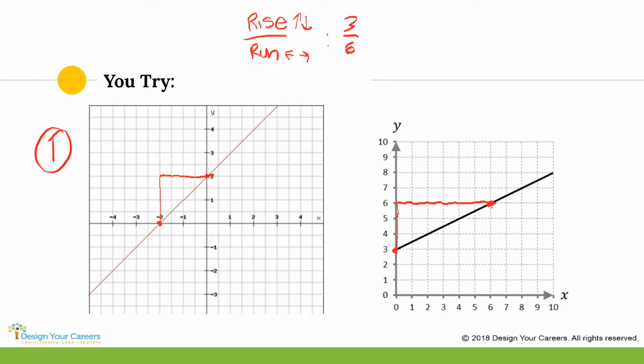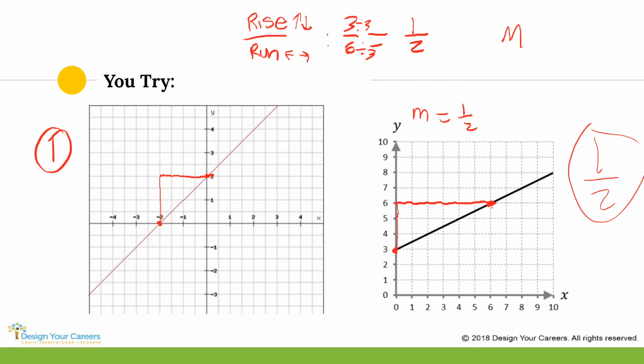3 divided by 6. Now, this is not the simplest form. So this is not our slope. All right, our slope is 1/2 because 3 divided by 3 is 1, and 6 divided by 3 is 2. So the slope of this line is 1/2. And remember, slope is determined by the letter m. So we can also write this as m is equal to 1/2, and m is equal to 1.